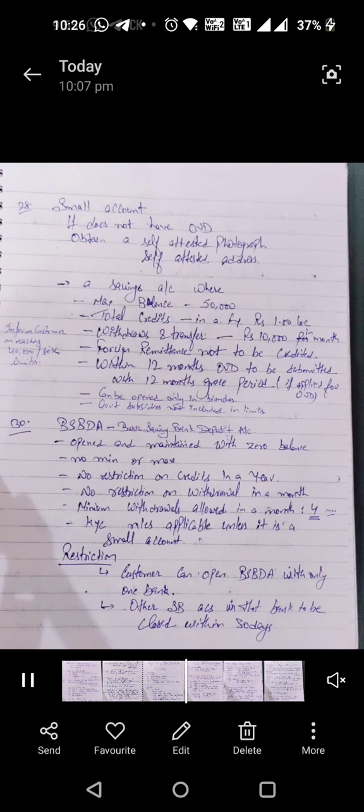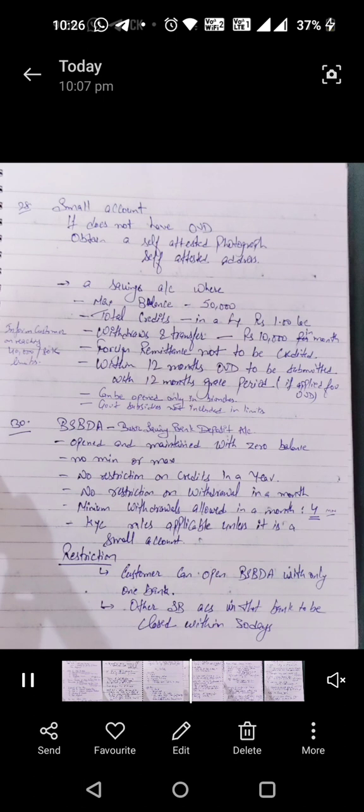Then we have the small account where OVD is not there. Earlier it was a full KYC compliant account. Now OVD is not there. So what will be taken is a self-attested photograph and a self-attested address. Now there will be some restrictions on the account. The maximum balance will be 50,000 at any point of time.